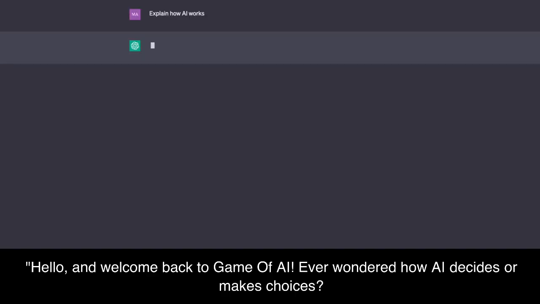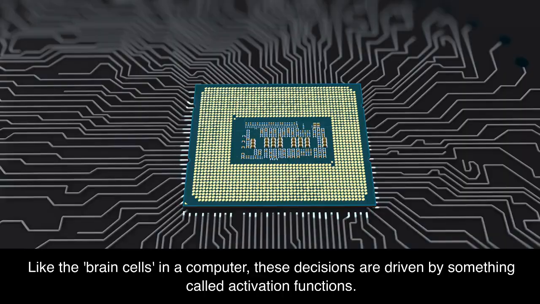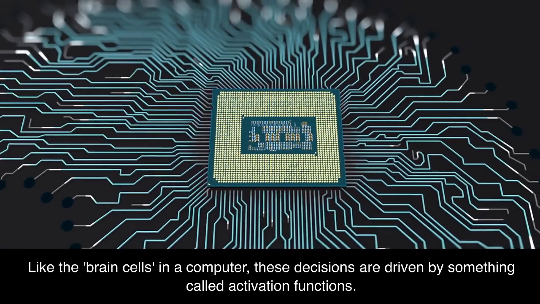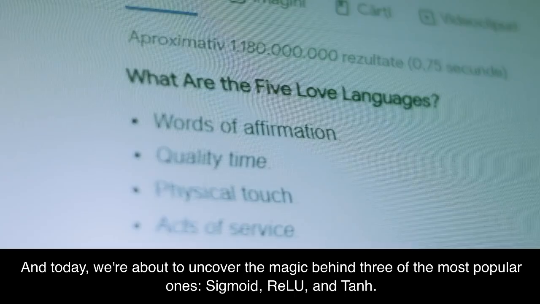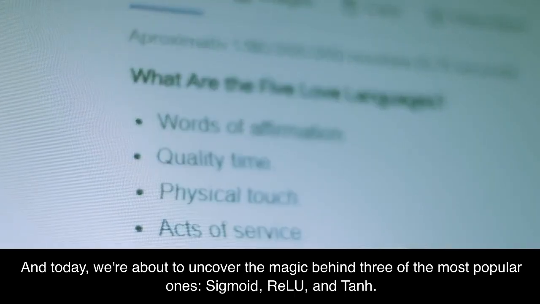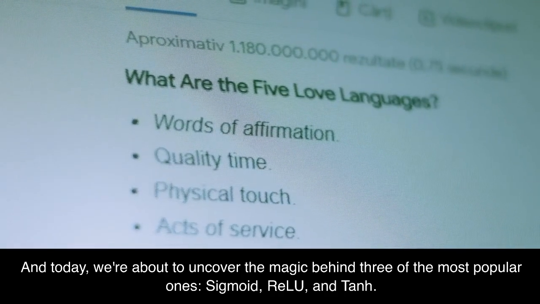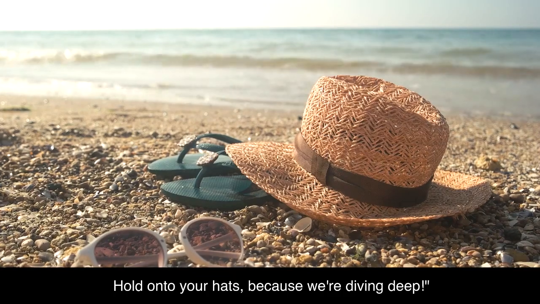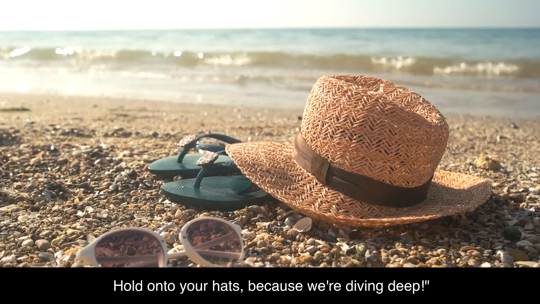Ever wondered how AI decides or makes choices? Like the brain cells in a computer, these decisions are driven by something called activation functions. And today, we're about to uncover the magic behind three of the most popular ones: Sigmoid, ReLU, and Tanh. Hold on to your hats, because we're diving deep.